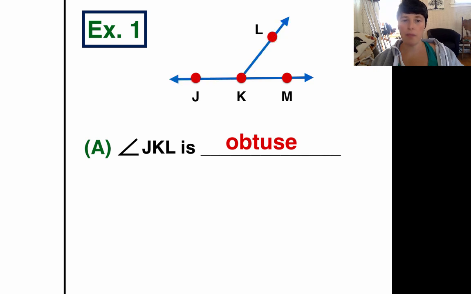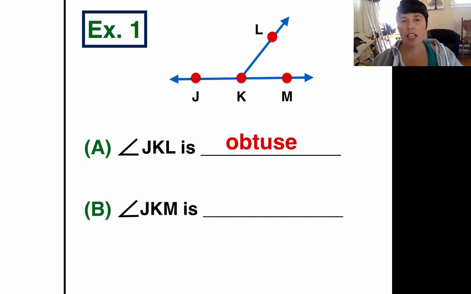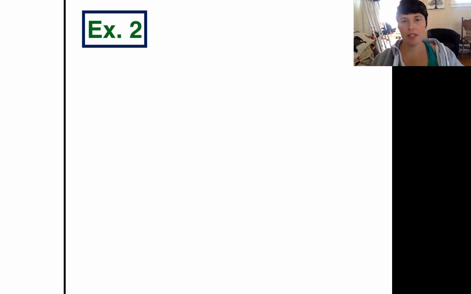Let's try another one. What if I said I want to study angle JKM? Angle JKM, I'm going to connect those dots and study it. So let's connect J to K to M. And check it out. There's JKM. What kind of angle is that? Oh, it's totally a straight angle. It's a straight line. So straight angle. Okay, well, how about this? Let's try a different example now.